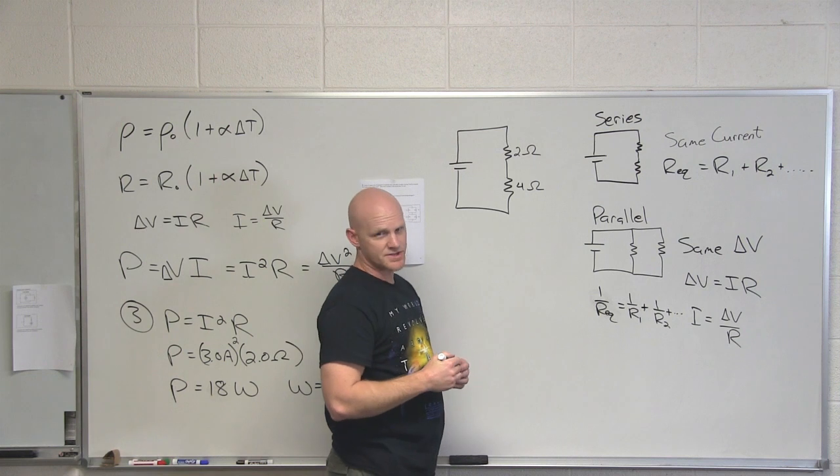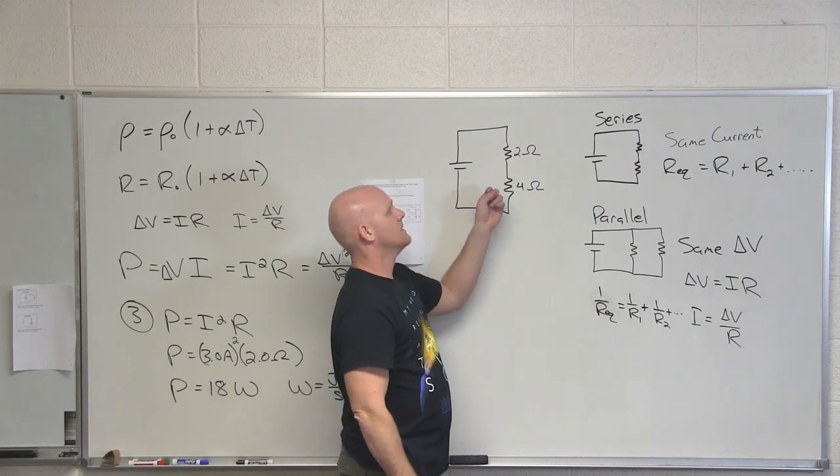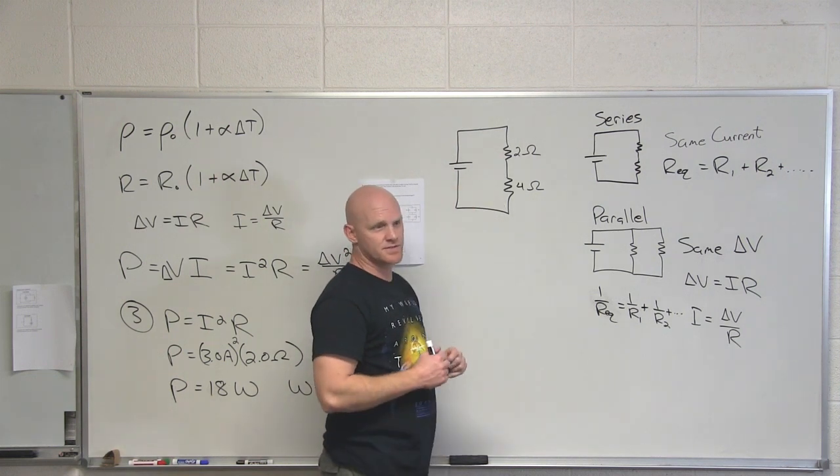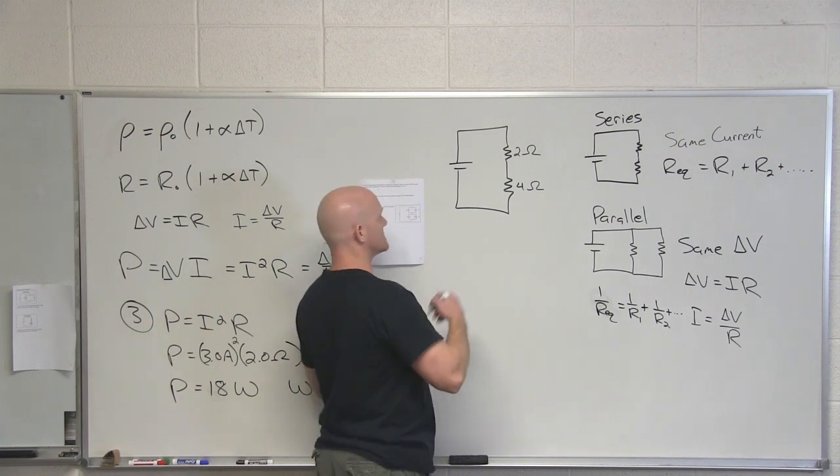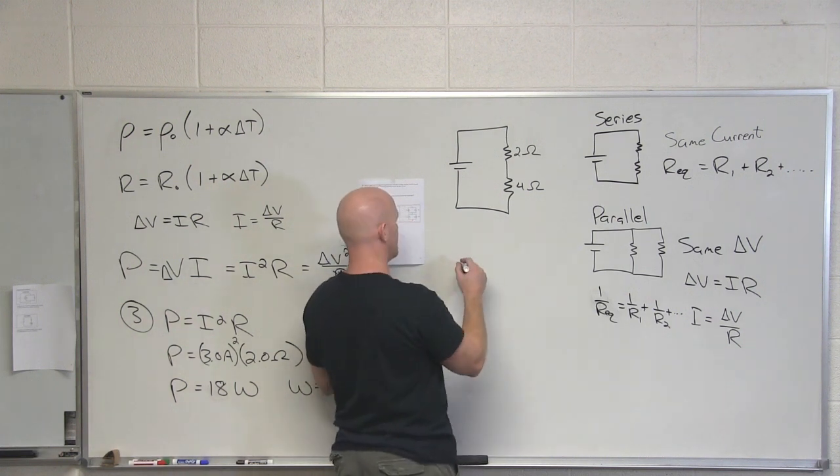So let's say I've got two resistors here. What would be the equivalent resistance of this circuit? 6 ohms. You just simply add them straight up together.